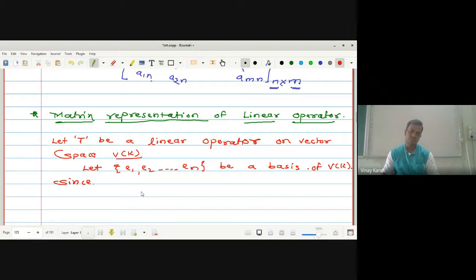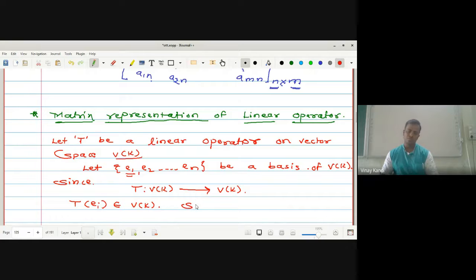Since T is a linear operator from V over K to V over K, if we apply T on each and every element of the basis of V over K, this T of Ei becomes an element of our codomain, that is V over K. Hence, T of Ei is an element of V over K.